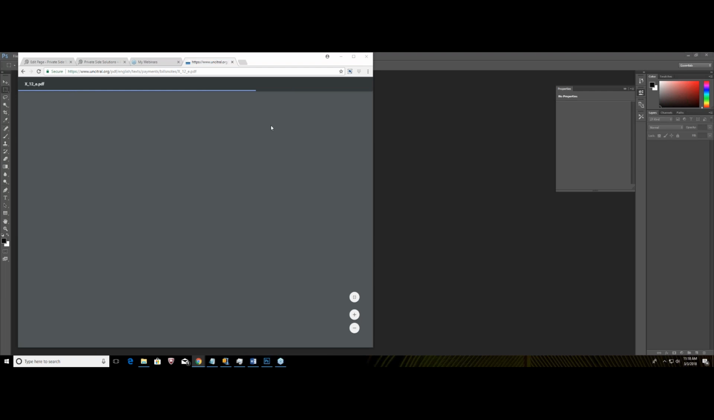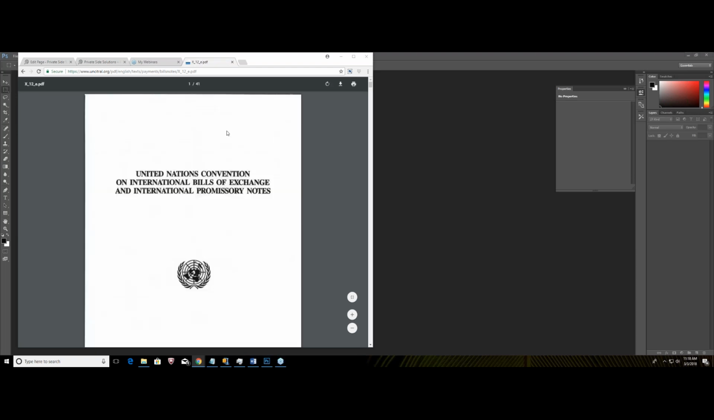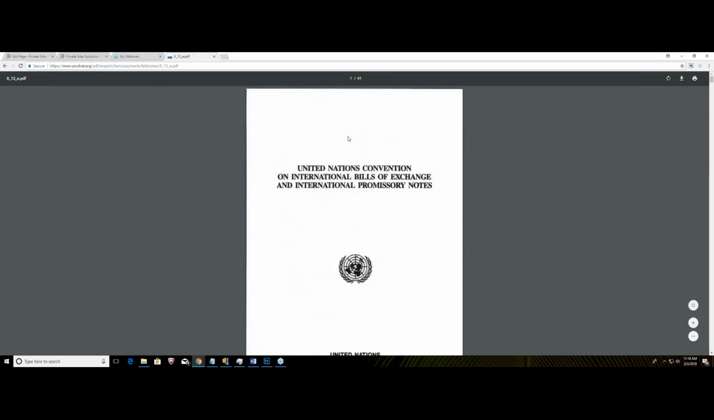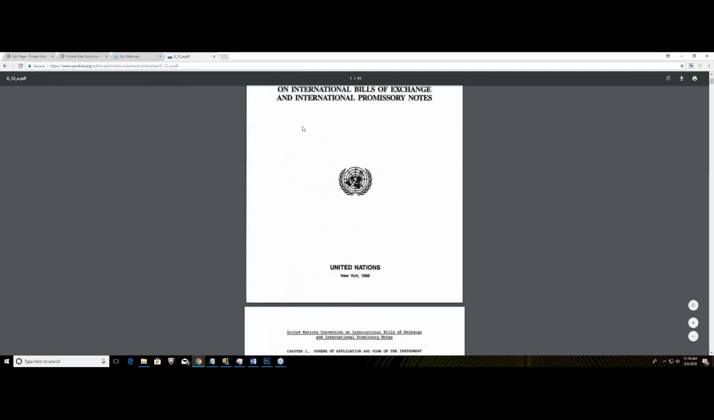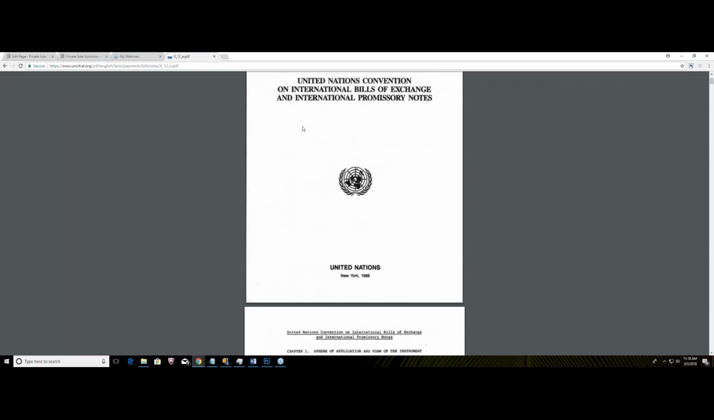Now, what I want to say about bills of exchange and promissory notes and a lot of these codes that you see, like this one right here, the United Nations Convention on International Bills of Exchange and International Promissory Notes, and even the UCC under Article 3, all of them come from something called the law merchant. I want y'all to understand that when you look at this, you're looking at a codification of rules that govern interaction between merchants, which has been going on for over 6,000 years.